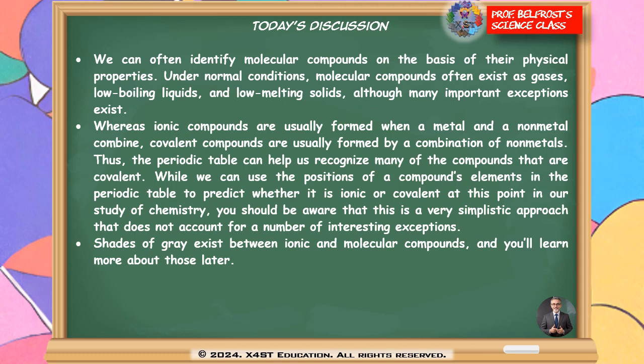While we can use the position of a compound's elements in the periodic table to predict whether it's ionic or covalent at this point in our study of chemistry, you should be aware that this is a very simplistic approach that doesn't account for a number of interesting exceptions.